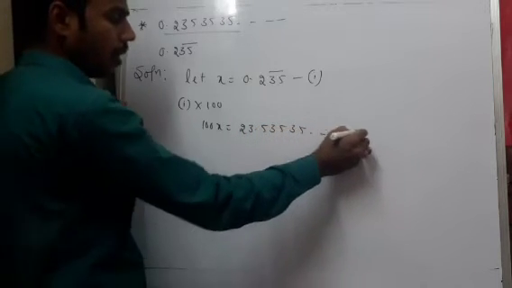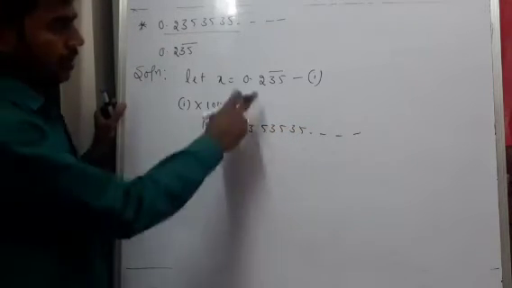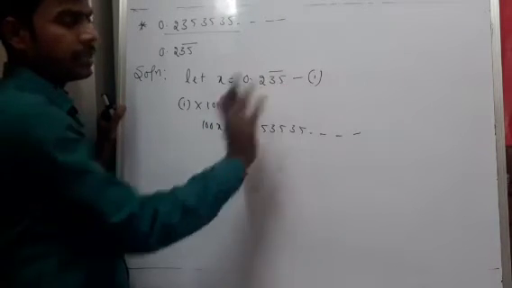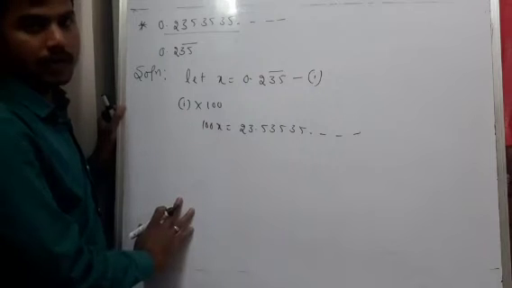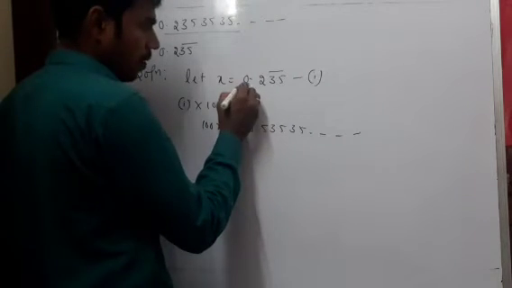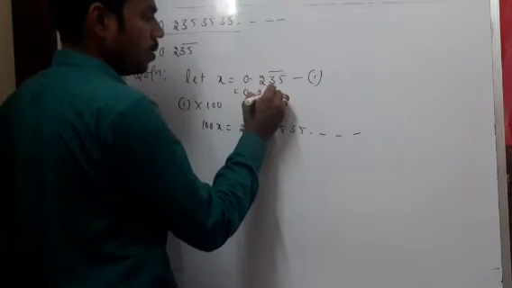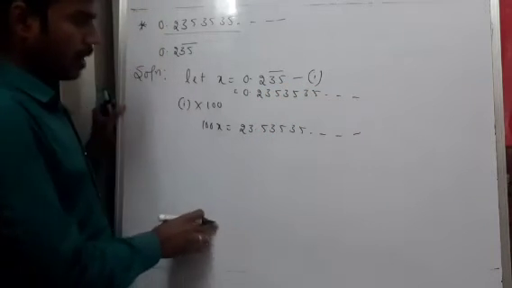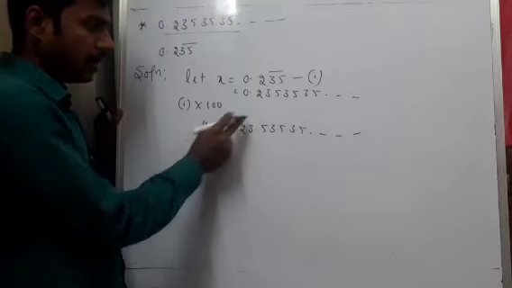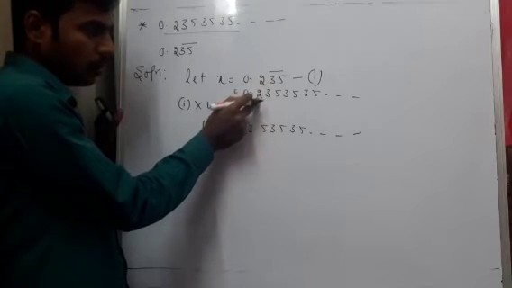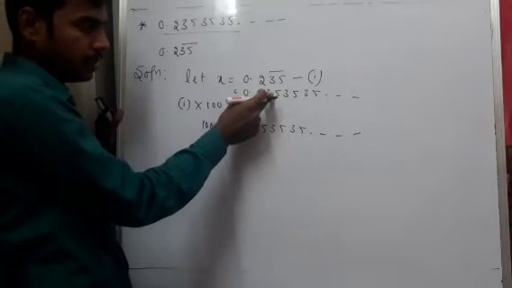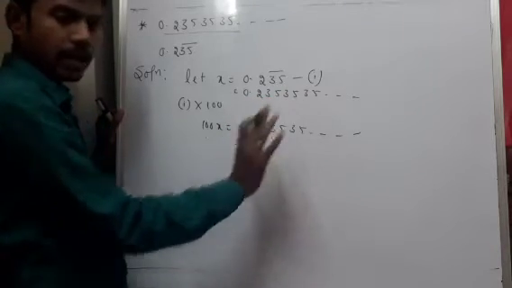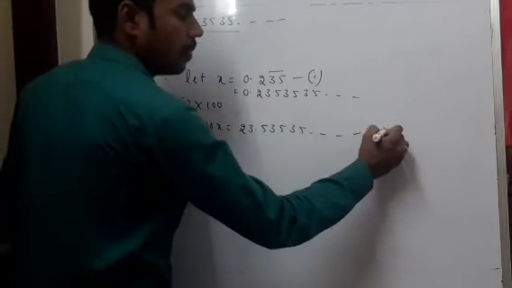23.5353. Like this you will get it. Yes or no? So 23.5, again 35 will repeat, 3535 is going to repeat. Or else, if you have confusion, you can write this as 0.2353535. When I multiply with 100, the decimal moves to the right by 2 digits, so you will get 23.535353. We will call this equation number 2.